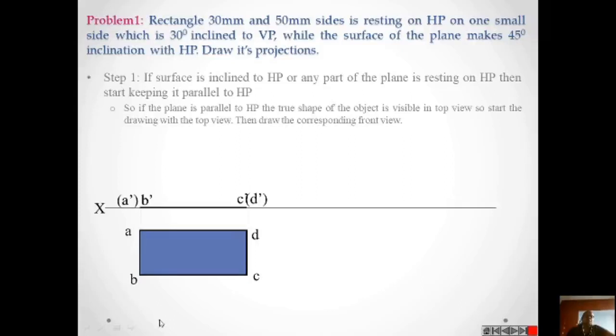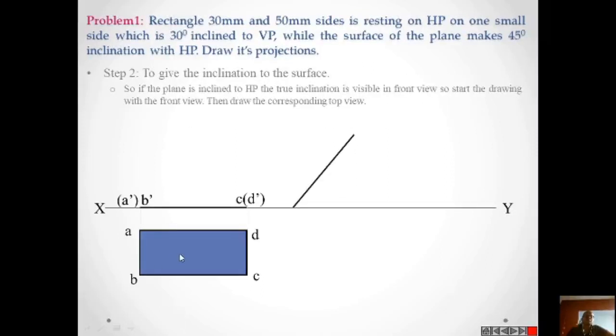Now here, if you see from this side, then point B is in front of A. So B will be visible, A will be hidden. That is the reason we are keeping A dash in brackets. Similarly here, C is in front of D, so D is not visible. So we are putting D inside the brackets.